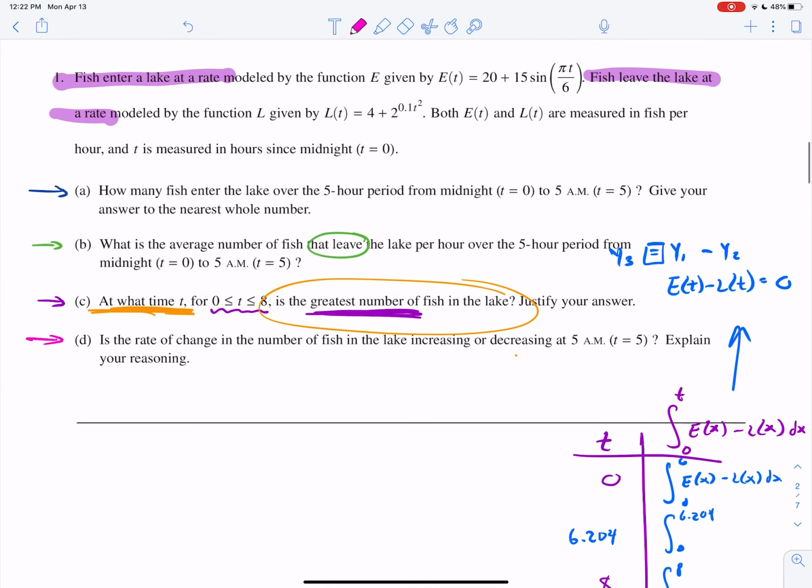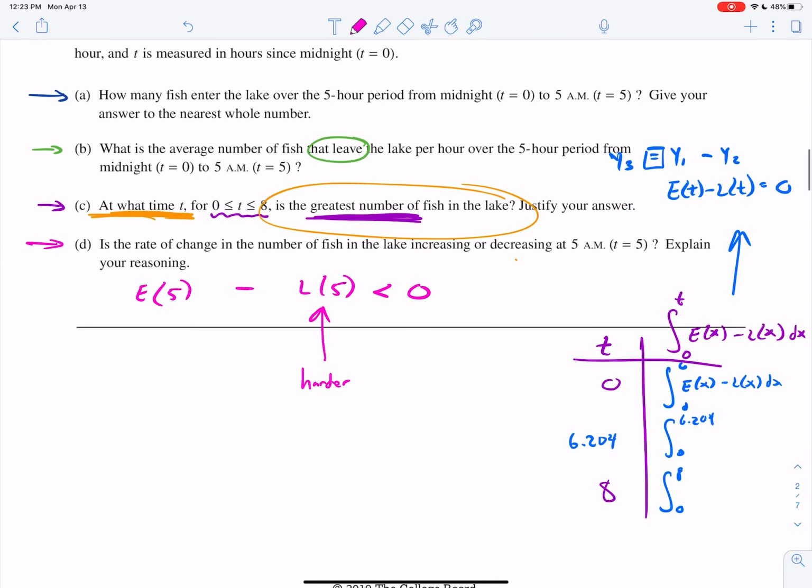So what you want to do is check E of 5, and then check L of 5 and see which one's bigger. You can make your comparison like this, or you can subtract the two to see what they come out to. If you subtract these two, they actually come out negative, which implies that this is working harder. That means more fish are leaving. So what does that mean? That means that the number of fish is decreasing. And that's it.